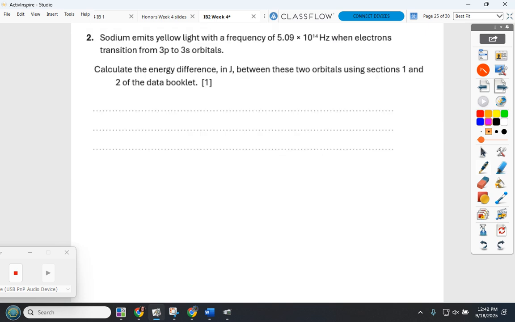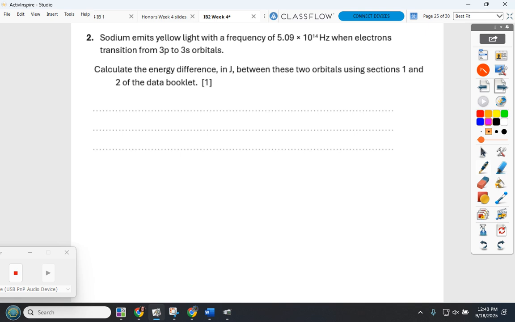And the last one was asking for an energy difference. Notice that this is not asking for ionization energy, which is what we've been calculating in class. It's asking for an energy difference between sublevels within the third energy level in a sodium atom. So now we're starting to get into, this would be related to the flame test.